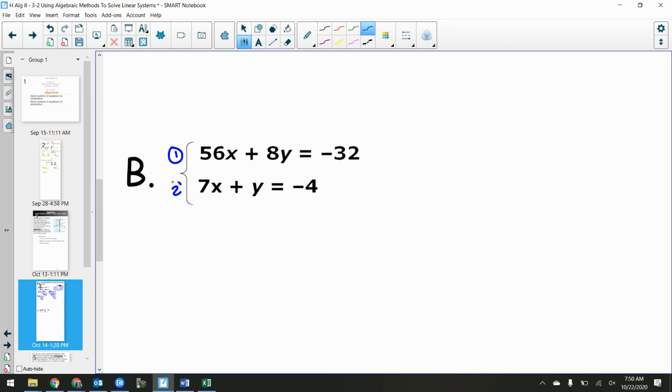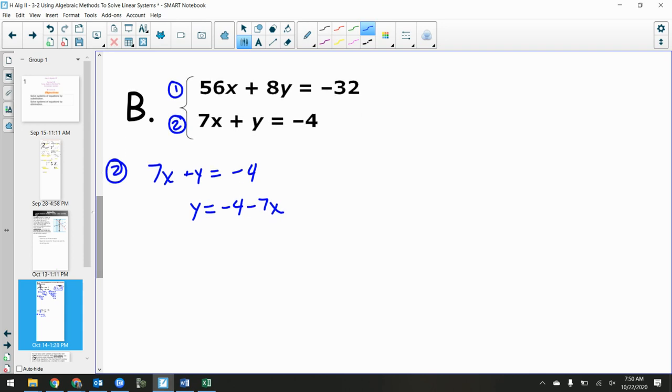So here's equation 1, here's equation 2. We got 7x plus y is equal to -4. We subtract over the 7x. Y is equal to -4 minus 7x. You don't need to worry about putting it in slope-intercept form, because we're not graphing. Like, you don't need to put the x first. So I'm using equation 2. I input it back into equation 1. I put it back into here, right? Goes right there.